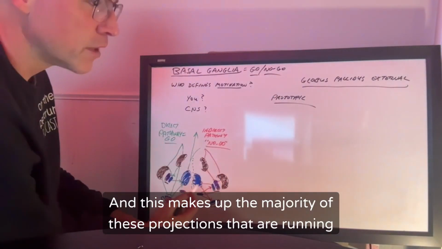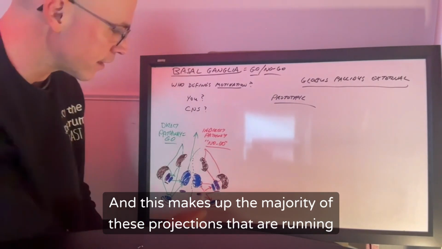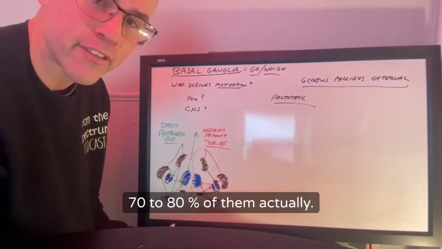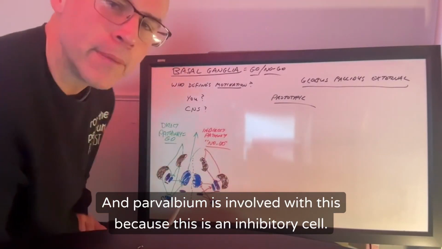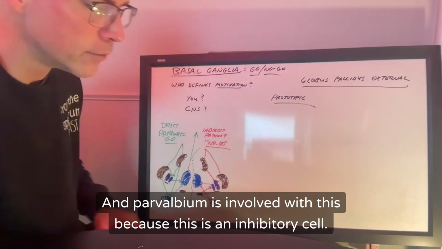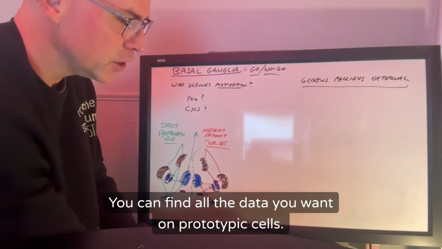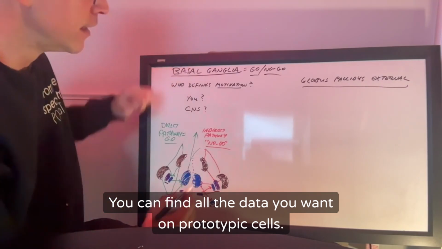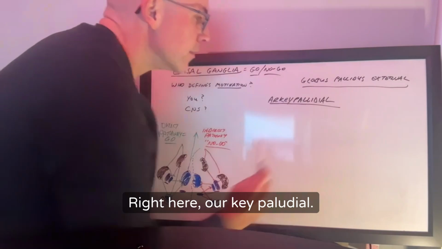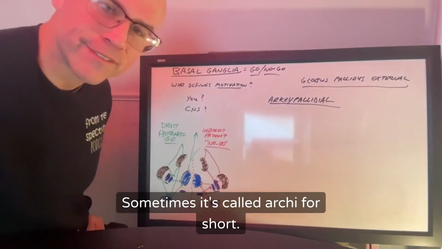And this makes up the majority of these projections that are running through the indirect pathway. 70 to 80% of them, actually. And parvalbumin is involved with this because this is an inhibitory cell. You can find all the data you want on prototypic cells. The other cell type, right here, archipallidial. Sometimes it's called archi for short.